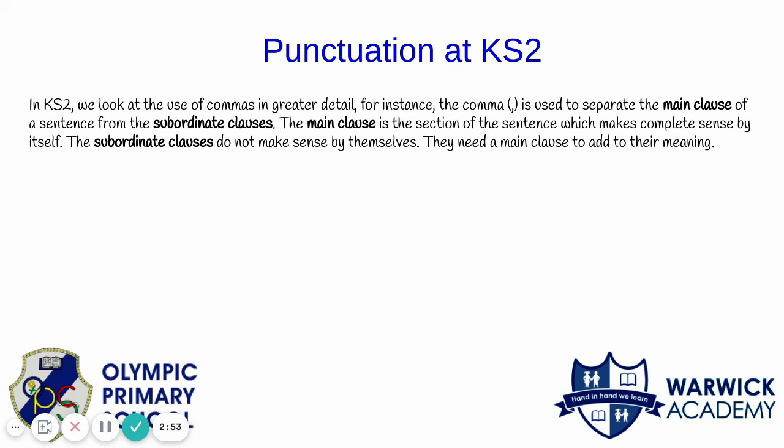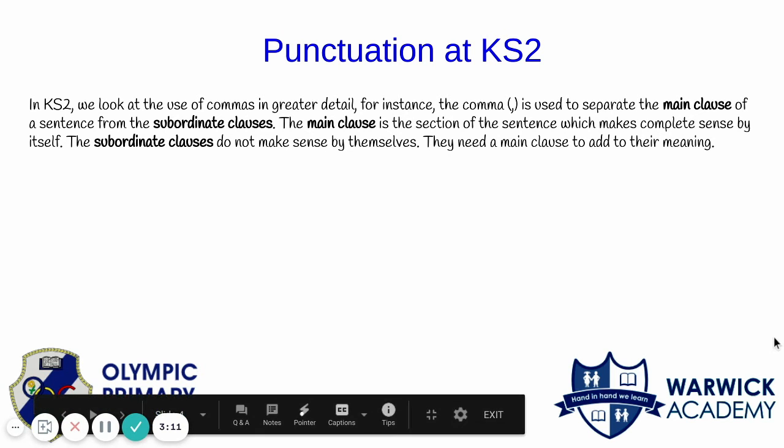So, we do look at the use of commas in greater detail. In Key Stage 2, for instance, the comma is used to separate the main clause of a sentence from the subordinate clause. The main clause is the part of the sentence which makes complete sense by itself. The subordinate clauses do not make sense by themselves. They need a main clause to add to their meaning.